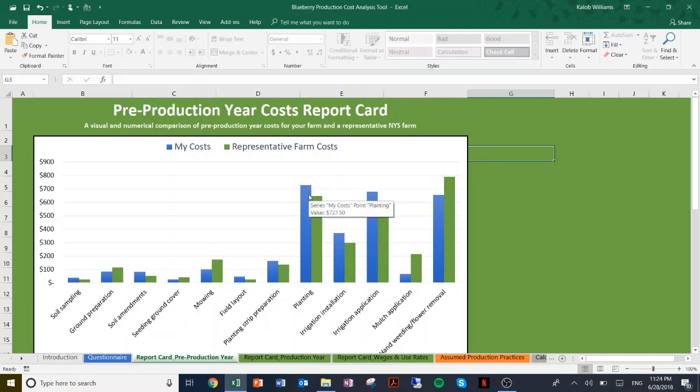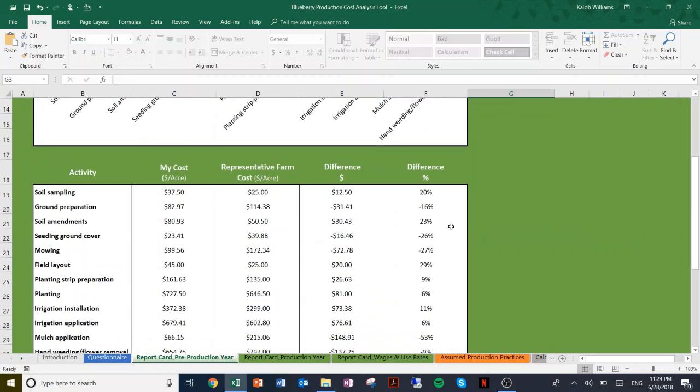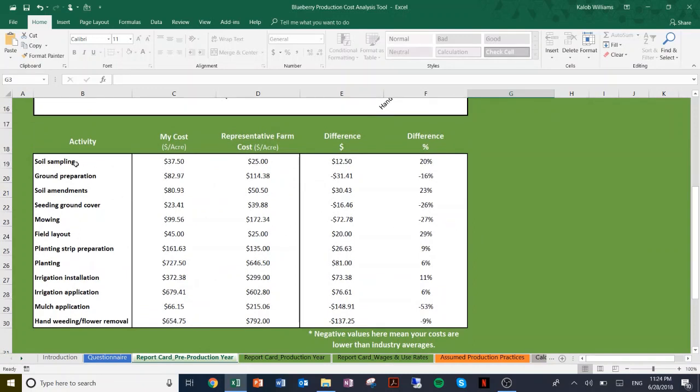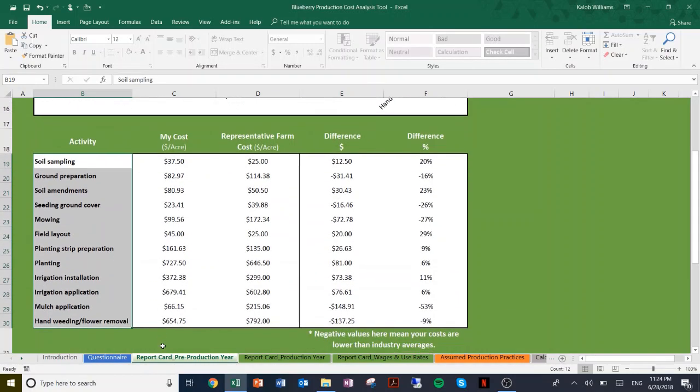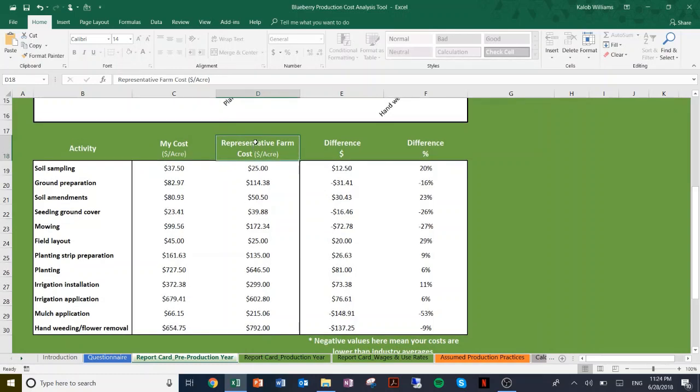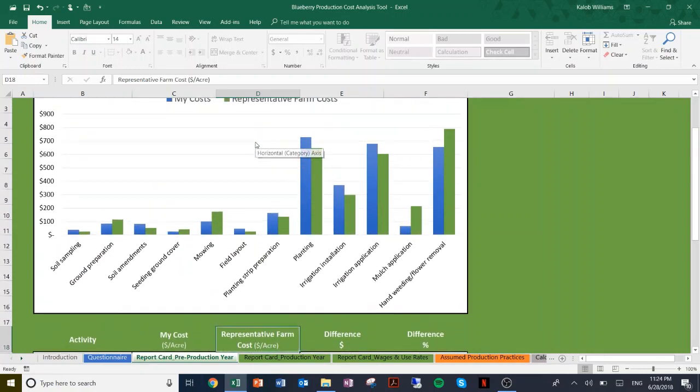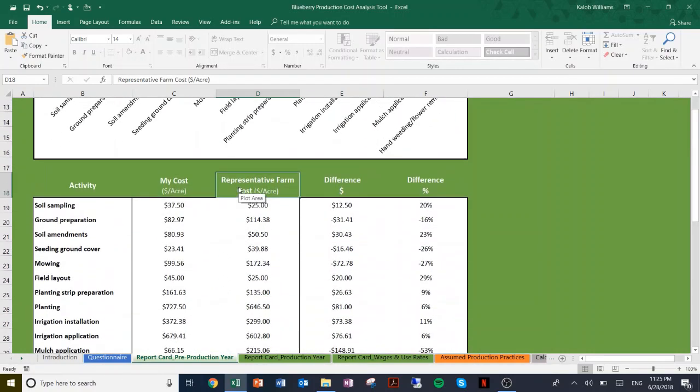I noticed just visually that my planting expenses are a little bit higher than the representative farm costs, but I also noticed that my hand weeding or flower removal costs are lower than the representative farm costs. I can look at this exact same information down here, but with values on it. These are the exact same categories that you see up here. And then I have my costs, and the representative farm costs per acre.